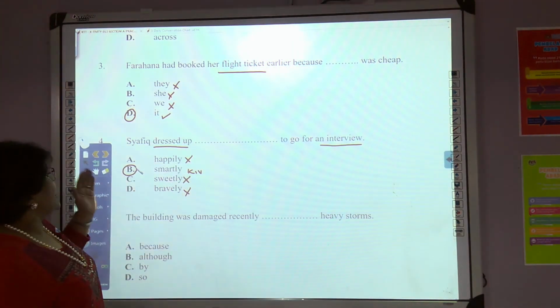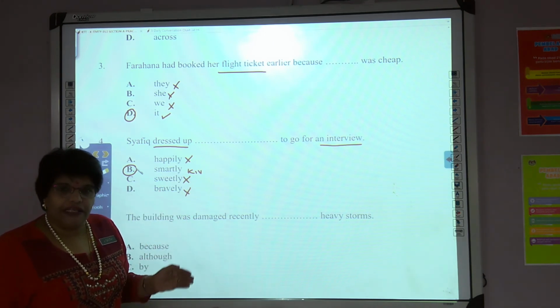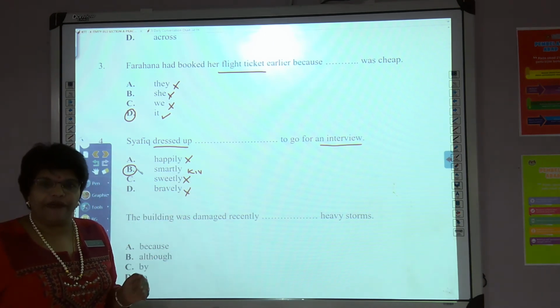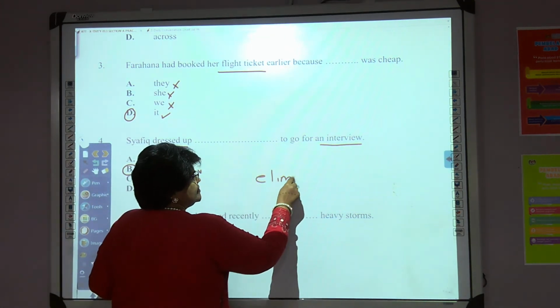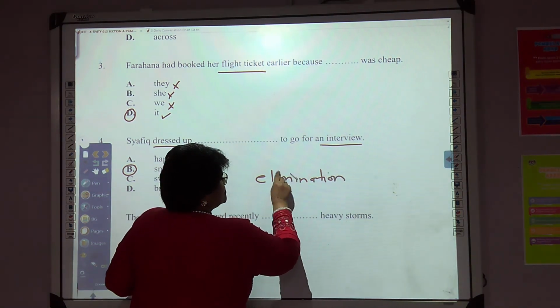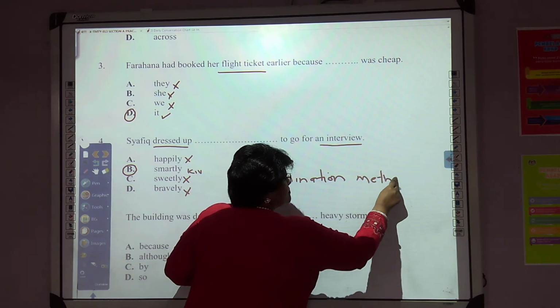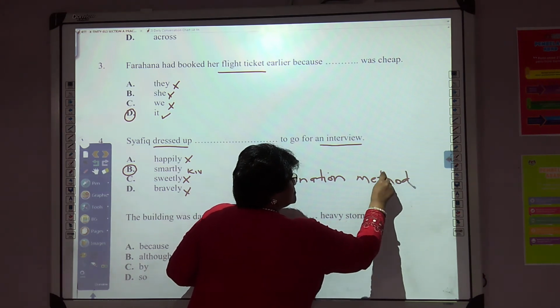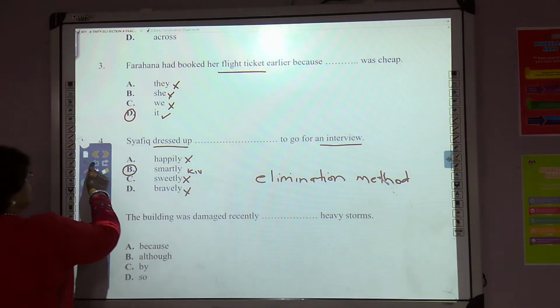So that is how you do questions 1 to 20 in the pemahaman paper. You must use the elimination method. This is called the elimination method. So don't forget.